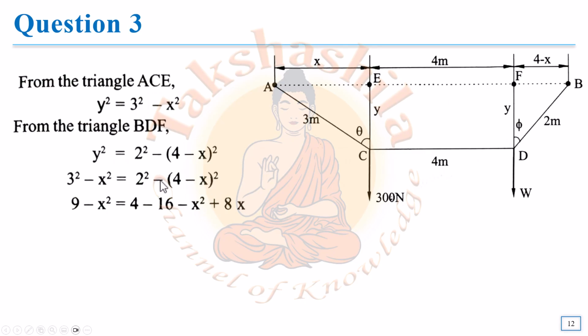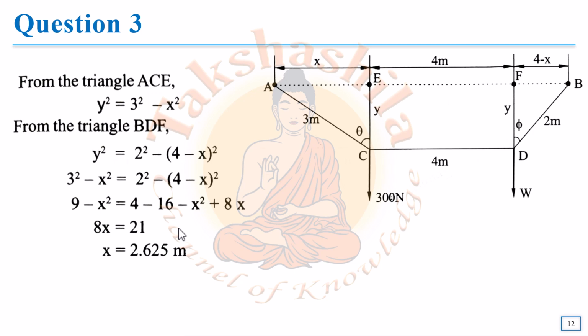But we have a minus sign outside. So when you take this minus sign inside, what will happen? The positive 16 will become minus 16. The positive x square will become minus x square. And the minus 8x will become positive 8x, because we have a minus sign outside the bracket. Now let us further simplify this, and you can see it will come as 8 times x is equal to 21. From this, x will be coming as 2.625 meters.